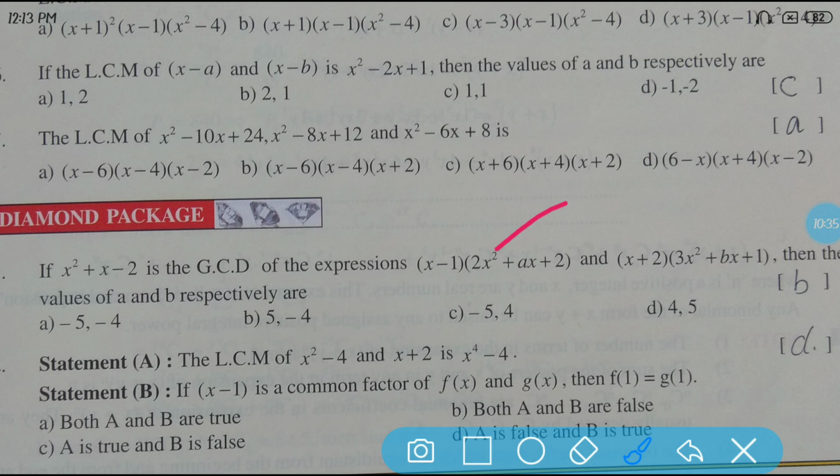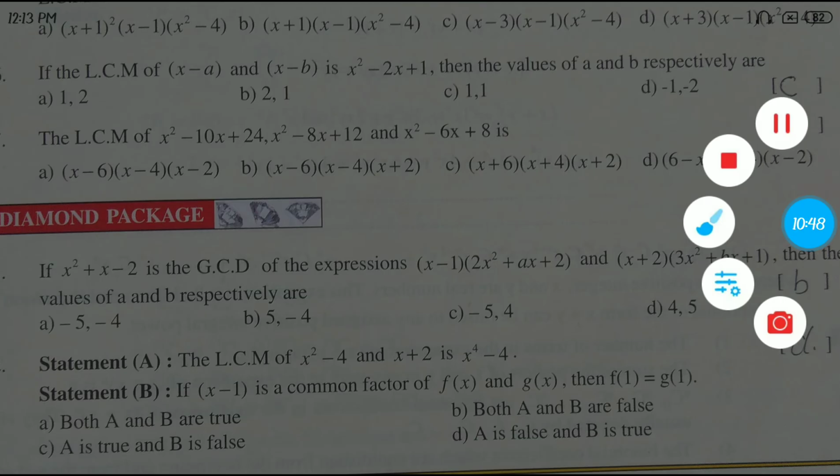Of these two expressions, this is the first expression and this is the second expression, and we have to find the values of a and b. The options are given, but we have to find it, right? How we have to find that, we'll see now.